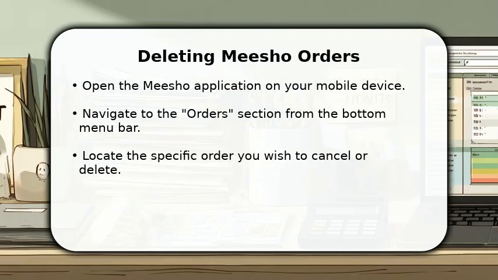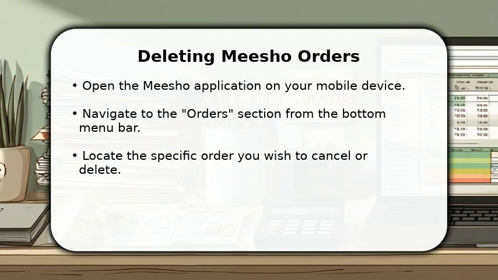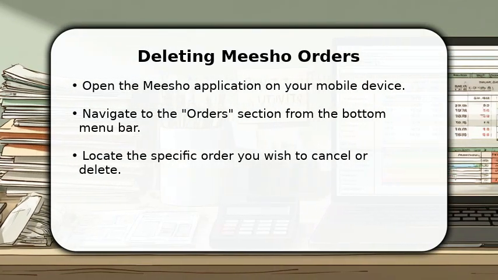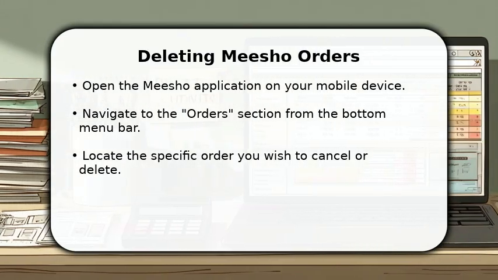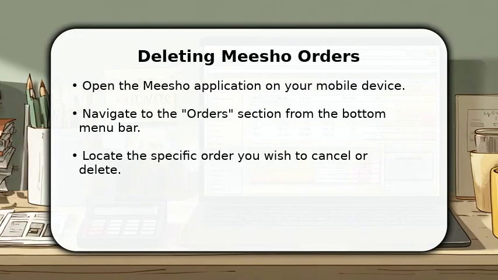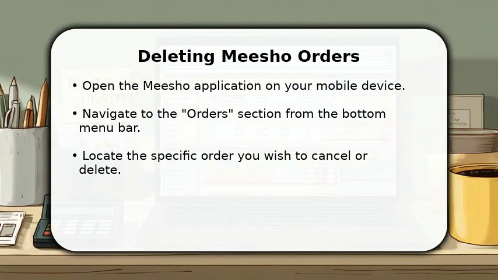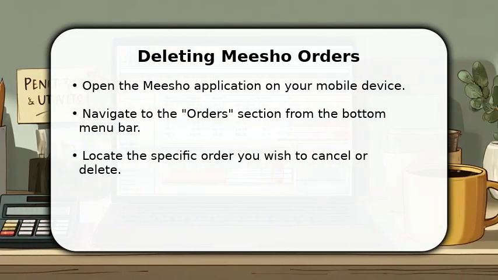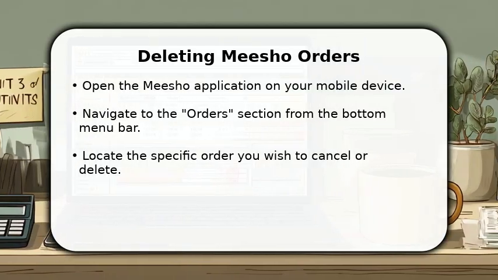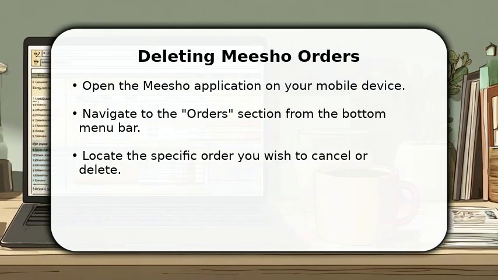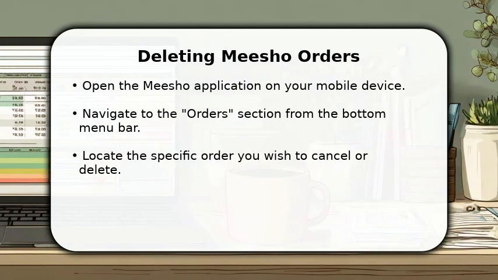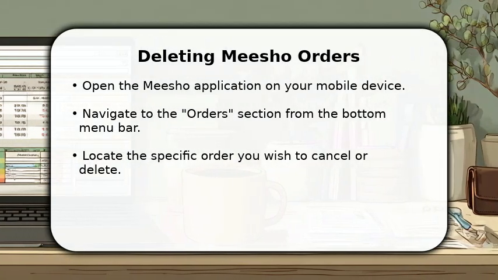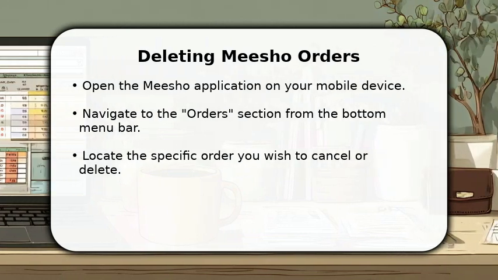In this video, I will explain how to delete an order in Meesho. To begin, simply open the Meesho application on your mobile device. Once inside, navigate to the Orders section, which you'll find conveniently located on the bottom menu bar. From there, you can easily locate the specific order you wish to cancel or delete. This initial step is straightforward, ensuring you can quickly access your order history and manage your purchases with ease.